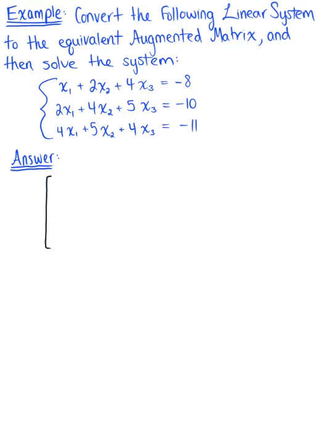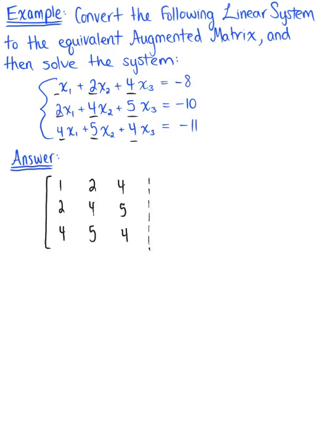So looking at the coefficients, we have 1, 2, 4 in our first column. The second column, we have 2, 4, 5. And our third column of the coefficient matrix is 4, 5, 4. Now the equal symbol, we do a dotted line.